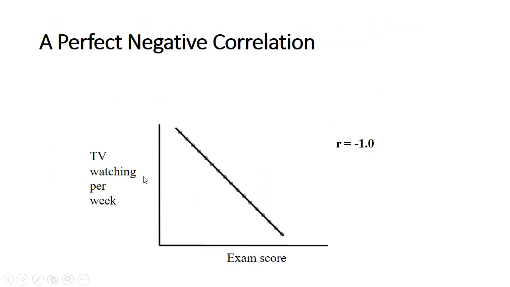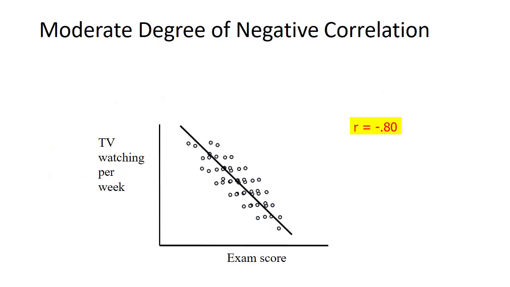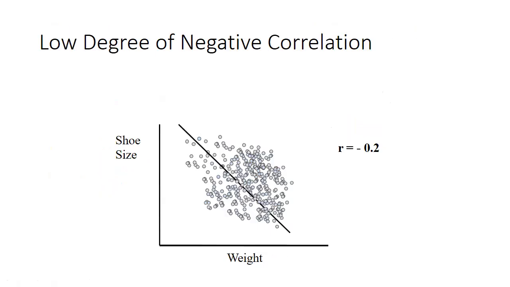Here the perfect negative correlation, the exam score and watching TV per week. So if you watch more TV, naturally your exam performance may be less. So there is a perfect negative correlation. And another example, TV watching per week and exam score. So it is a negative, moderate degree or high negative correlation.